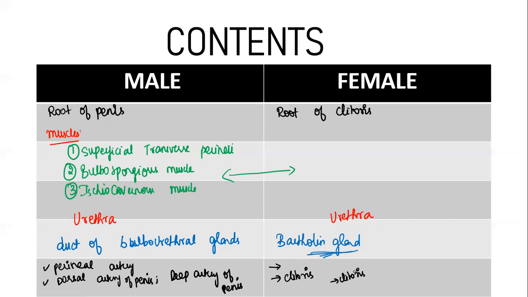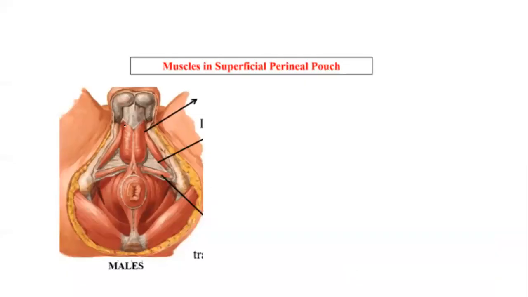So this is a picture showing the muscles. This is the superficial perineal pouch. Can you make out? Here I have got the perineal membrane, and here the deep fascia has been reflected, so I am able to see the muscles. This is the ischiocavernosus muscle, this is the bulbospongiosus muscle, and this is the superficial transverse perineal muscle, STPM. Right, so these are the muscles.